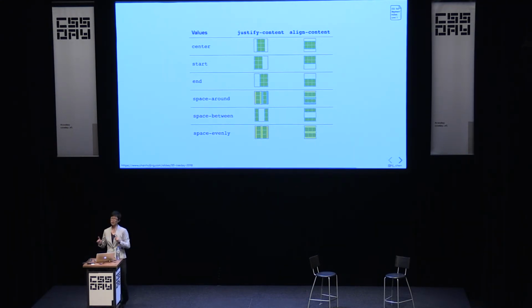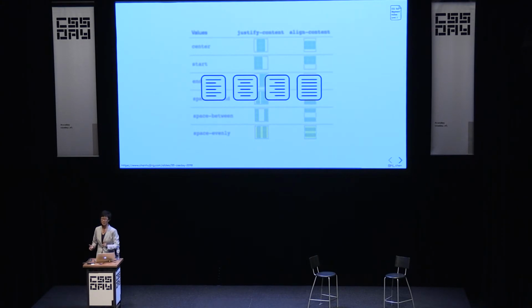Question: how many people have trouble remembering which value affects which axis, like justify versus align? Yeah. Follow-up question: has anybody here not used Microsoft Word or any form of GUI word processing software? Okay, good job, Microsoft.